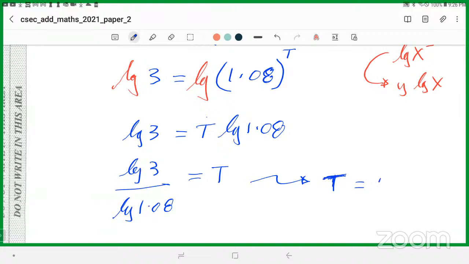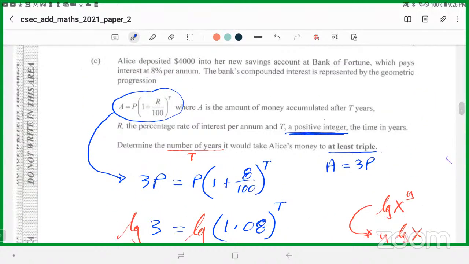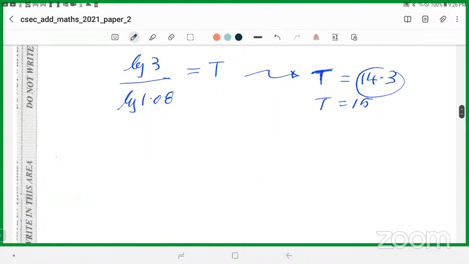14.3? Yes, sir. 14.3, so you have to put 15. So t, the number of years, is 15 years. Remember the question said R and T are positive integers. So you can't have a decimal for the number of years. If you get 14.3, you can't go back to 14 now. If you go back to 14, you're going less than the time for it to triple. So the number of years is 15 years. It takes 15 years. The question said it has to be an integer, so you have to go forward. So this is my answer. It takes 15 years for it to triple, at least triple.